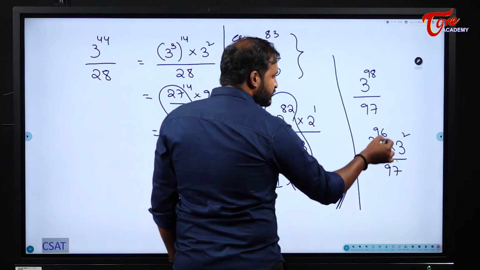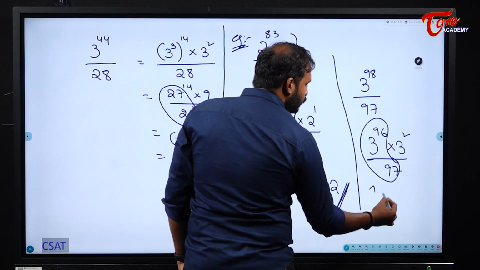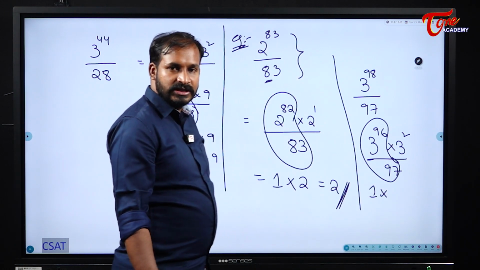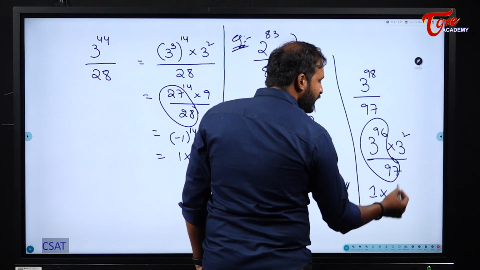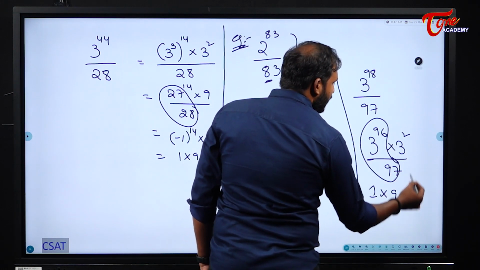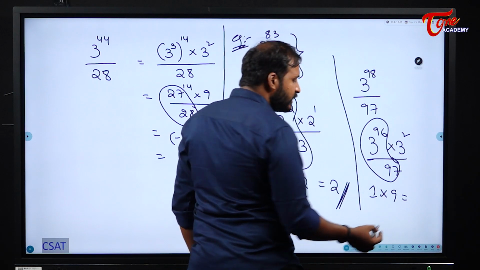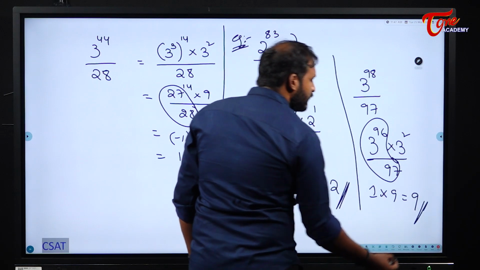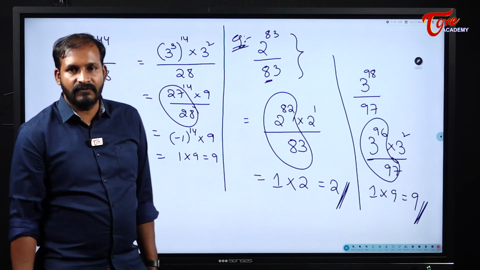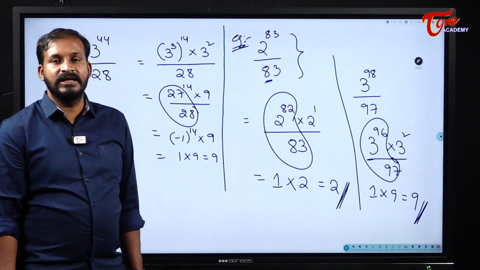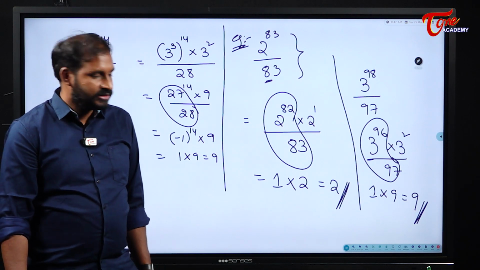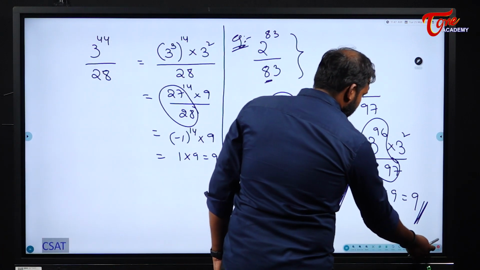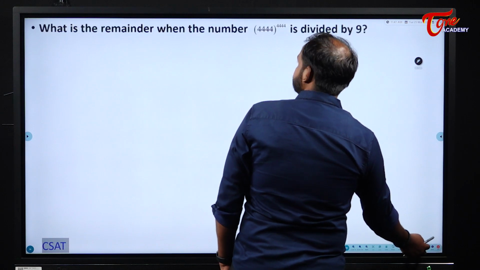The remainder for this will become what? 1 from Euler's concept. From Euler's concept it becomes 1 into 3 square, which is 9. 9 by 97, the remainder is 9 only. So the answer will become 9. In this manner, we will take the help of Euler's remainder to get our answers. Understood, students? Now we will solve one example based on this.